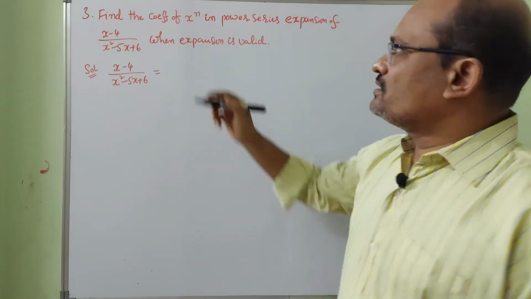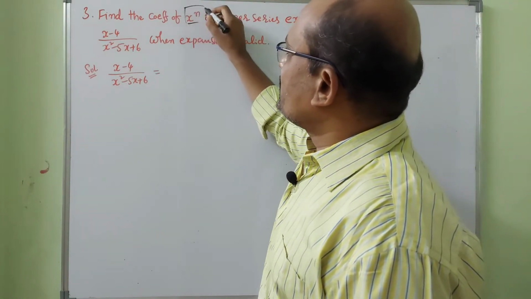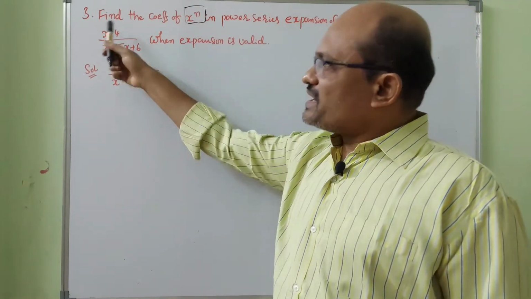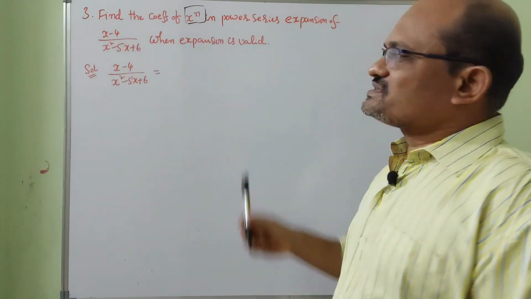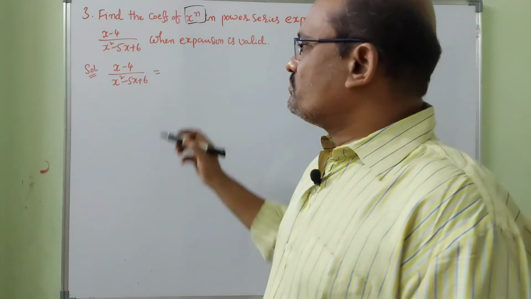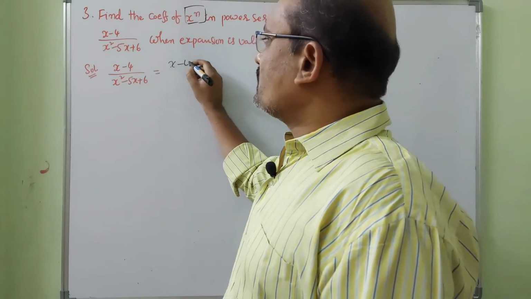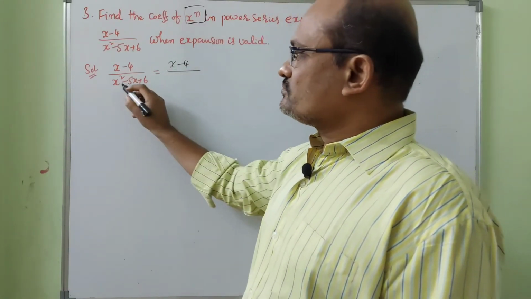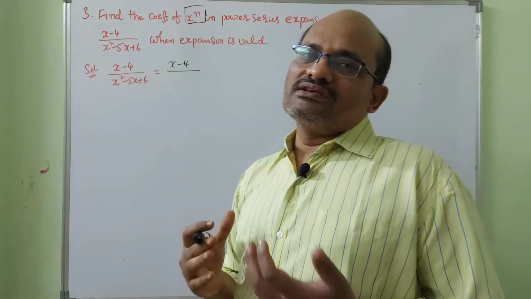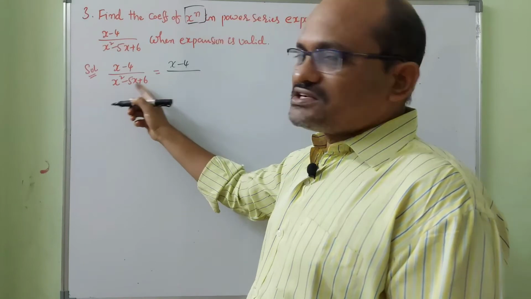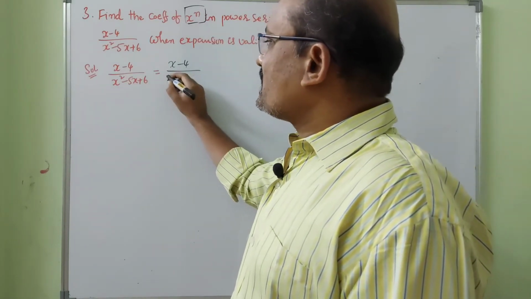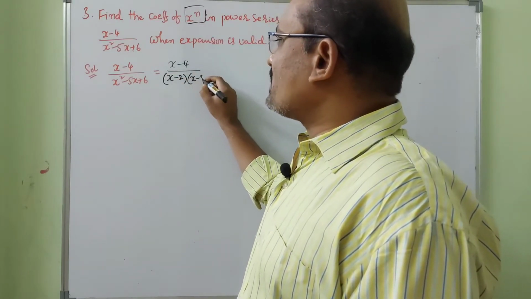Now question number 3. Here we have to find coefficient of x power n in the power series expansion of this rational fraction when the expansion is valid. Students, this is the given proper fraction. You look the denominator, x square minus 5x plus 6. It is a reducible second degree factor. You can get factors for this. 3 into 2, 6, 3 plus 2, 5. So the factors are x minus 2 into x minus 3.